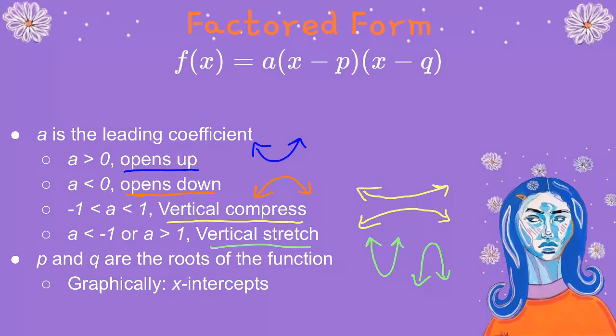In factored form, the p and the q are the roots of the function and the x-intercepts of the graph. Roots of the function means that when you plug p in here and there, the result will be 0. If you plug q in here and there, the result of the function will be 0. And graphically, that means that the y value is 0. So those are the x-intercepts. Questions on factored form?